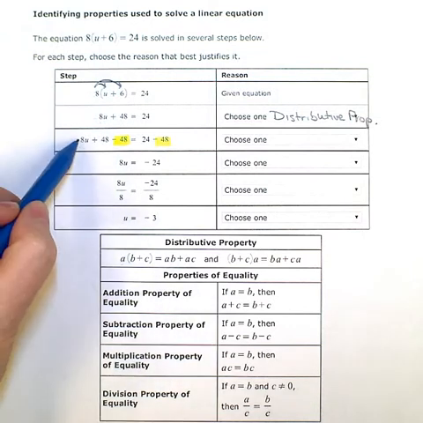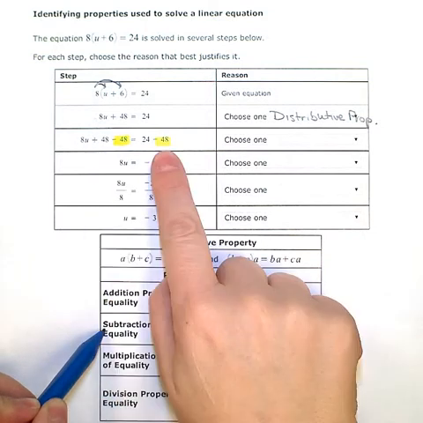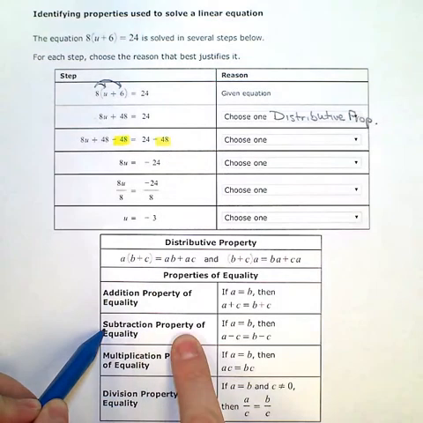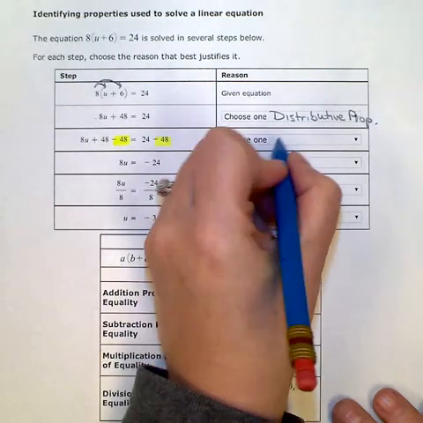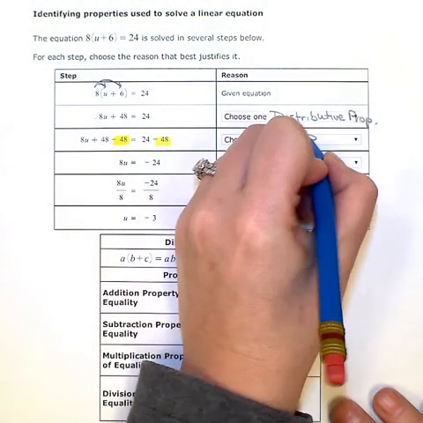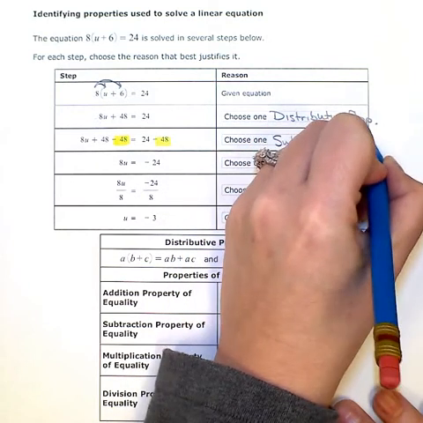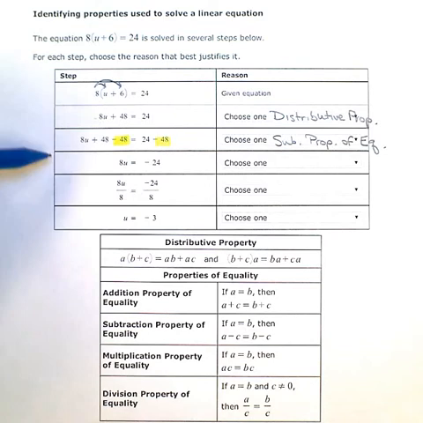So this is one of our properties of equality, and since we are subtracting 48, I'm going to list the subtraction property of equality. So this is going to be subtraction property of equality, and I abbreviated there.